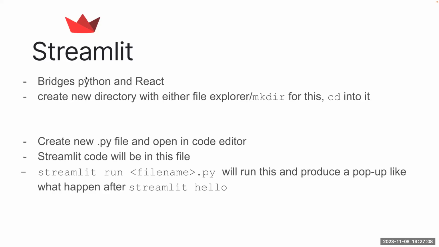Streamlit bridges Python and React. Underneath the hood, Streamlit actually converts your Python code into React code, so it will create a reactive JavaScript app. If you want to follow the Streamlit tutorial later, first you should create a new directory, either with your File Explorer on Windows, or you can try using mkdir on your command line and cd. Actually, I will go through this step by step.